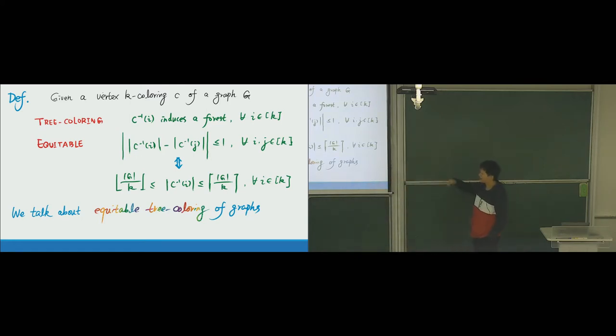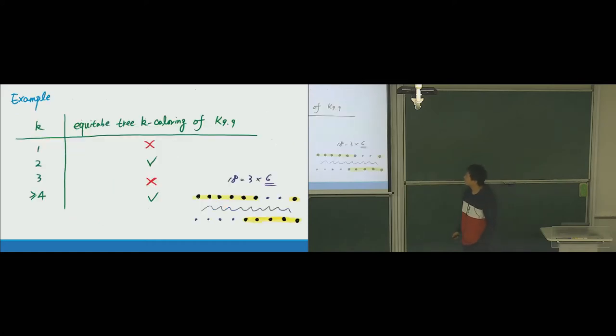Now we combine these two definitions together and define equitable tree covering. So this is our basic definition. For this definition, we can show a simple example.